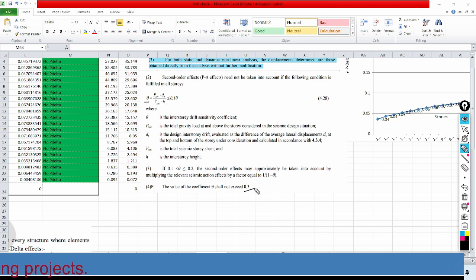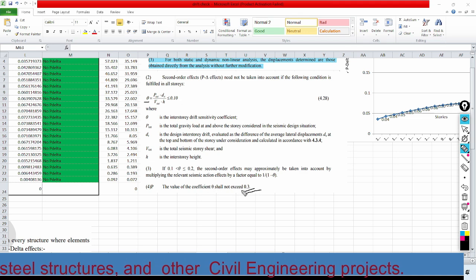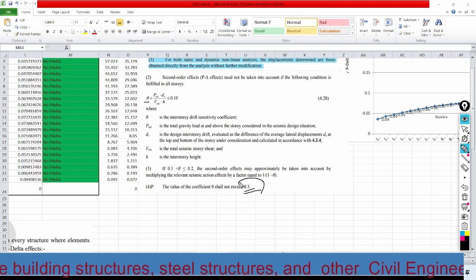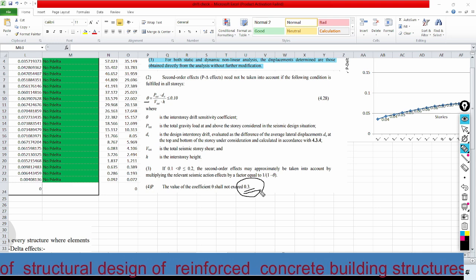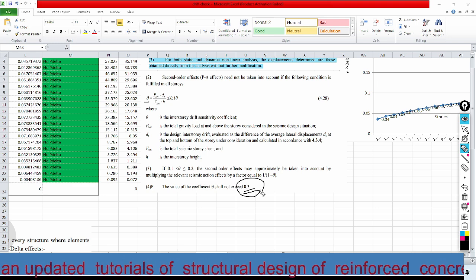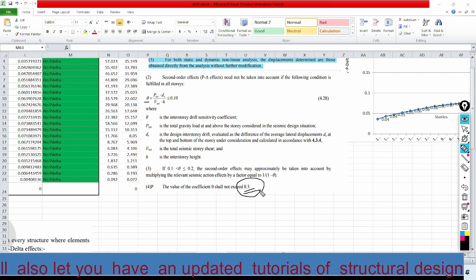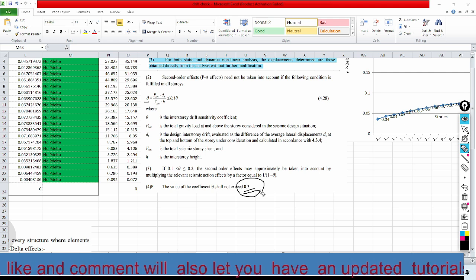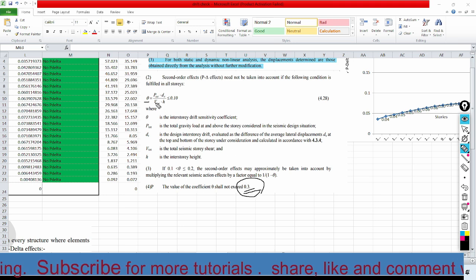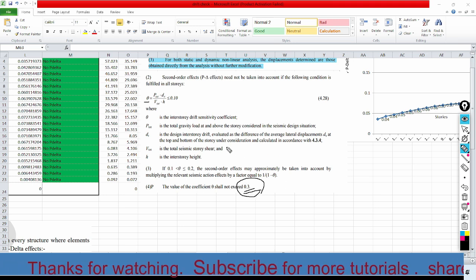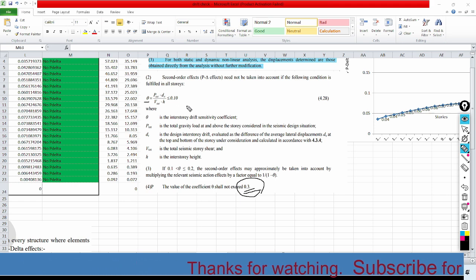The value of the coefficient theta shall not exceed 0.3. If it exceeds 0.3, we need to change the geometry of our structure. That means we need to increase the shear wall, or we need to change the orientation of our structure until the P delta effect will be less than 0.2.